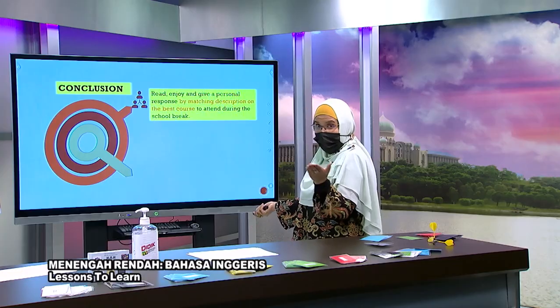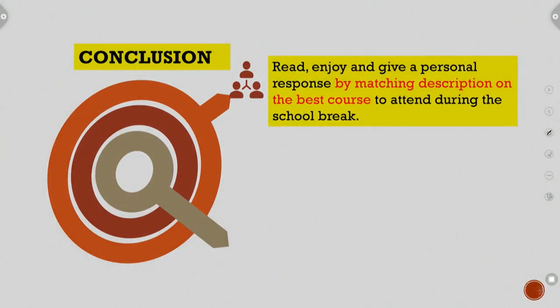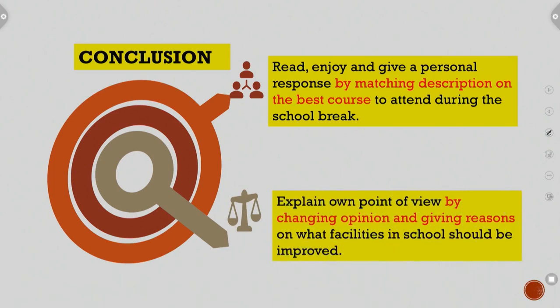So now, Chris, our conclusion for today is the students were able to read the text, they enjoyed the lively discussions, and they were also able to give responses by matching the descriptions earlier. Yes, correct. And they could decide what would be their choice during their school semester break. And the second one was to explain their own points of view when they came out with pool table, swimming pool, etc. And by giving opinions and giving reasons. And they also decided to go for computer rooms. Everyone agrees, right? Yes, everyone agrees.